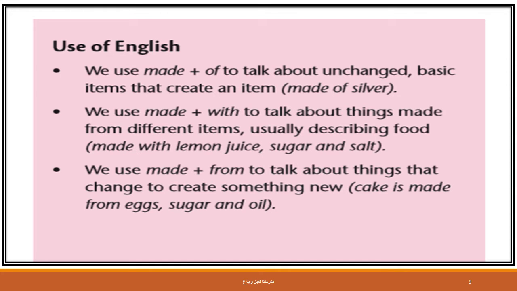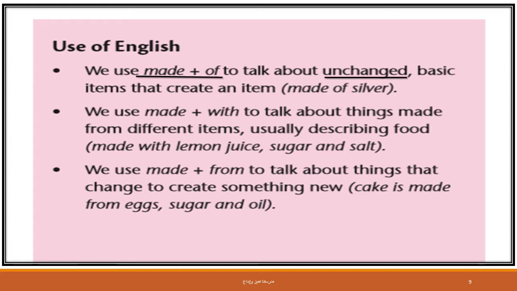So in your book, you will find use of English. We use made of. Why we use made of? To talk about unchanged, the same, not a change. Basic items that create an item. Made of silver. Made of gold. So silver before, the same silver. It's still silver. Gold, it is still gold. No change. That's why I said made of.